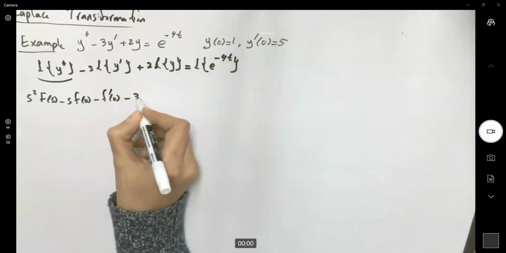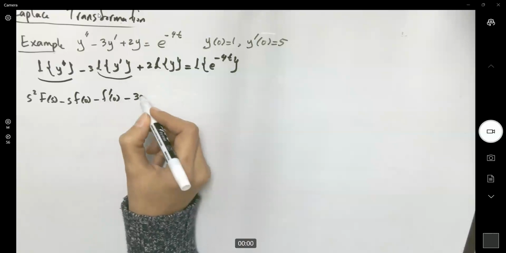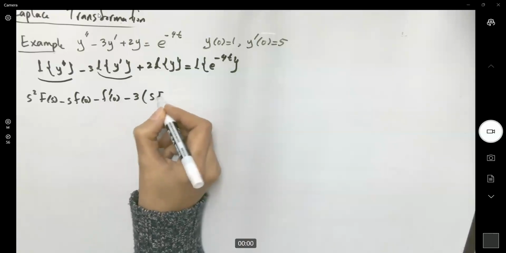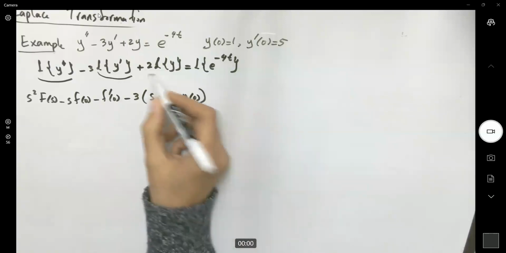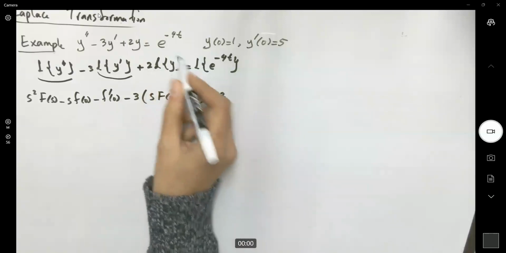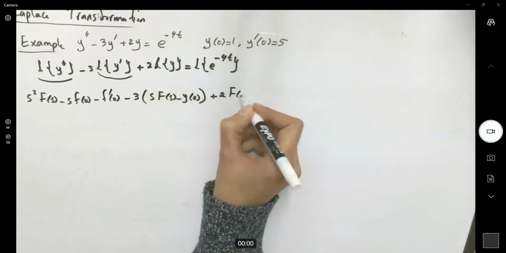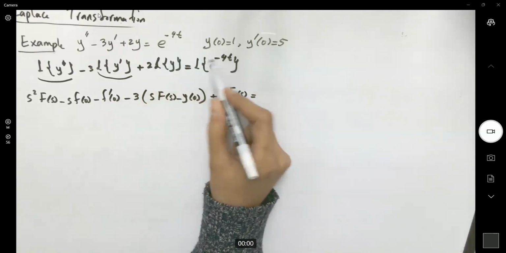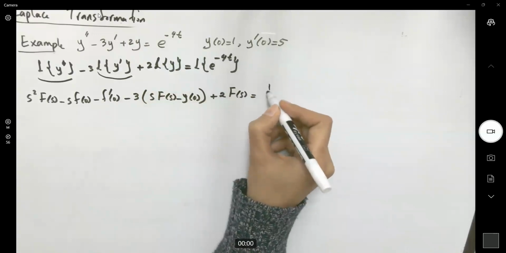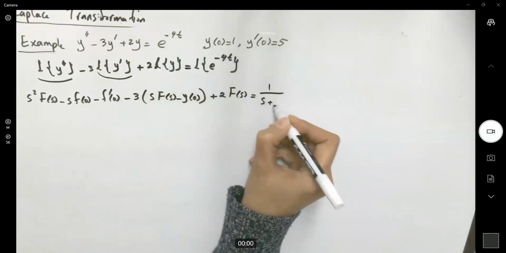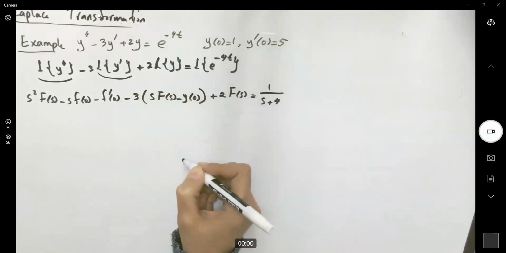And here we have minus 3. Again, we have a definition here, s F of s minus y of 0. We're just going to copy this down, plus 2, and the Laplace of y is F of s, equals, on the right hand side, the Laplace of e to the power negative 4t, which is just 1 divided by s plus 4.